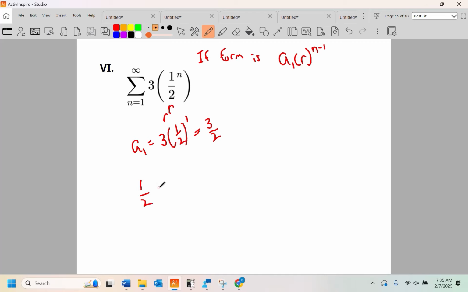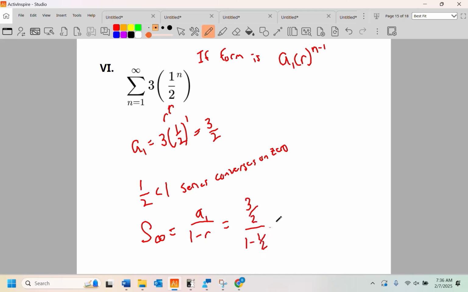And I know that a half is less than 1, so I know the series converges on 0. So I'm going to use my little sum of infinity formula. First term over 1 minus r. The first term was 3/2. It's going to be over 1 minus a half. That's 3/2 over a half. 2's cancel. It's 3.